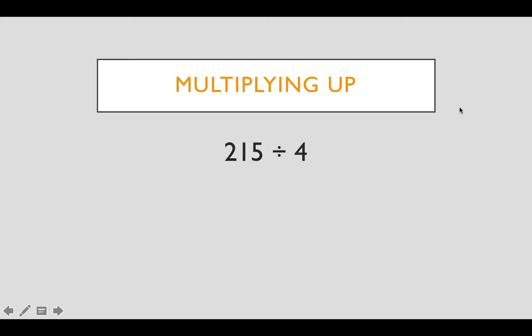The task I'm going to ask you to do with the multiplying up strategy is 215 divided by 4. So I want you to think about 4 times what can get you close to 215, and then see if you can reason your way around what is left. Pause, solve, continue.